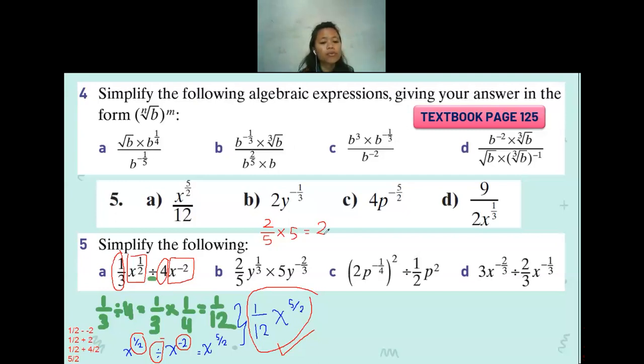Anyone who disagree or get confused? No? Okay. If none of you ask me any question, it means all of you are already clear enough. Yeah, I'll continue.